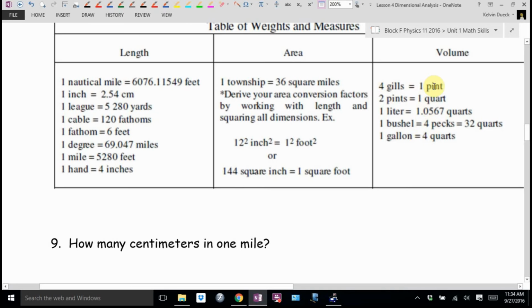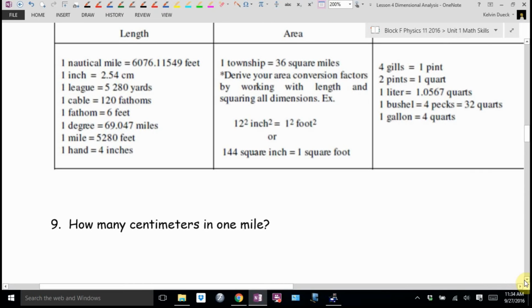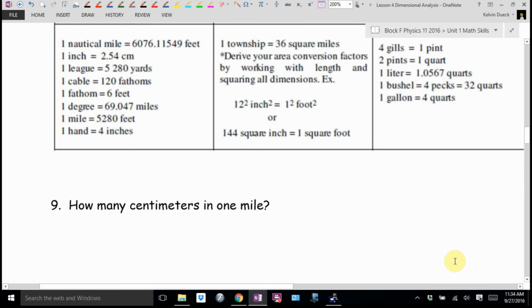4 gills is 1 pint. What's a gill? This is the U.S. system. It's stupid. Anyhow. Number 9. How am I going to start out number 9? Going to write down 1, and I'll abbreviate mile, MI. M would be meters. I'd be worried I'd forget. MI is miles. Do I have any kind of a conversion factor for miles? I do in this chart. What can I convert miles to in this chart? Feet. See it? Right there.